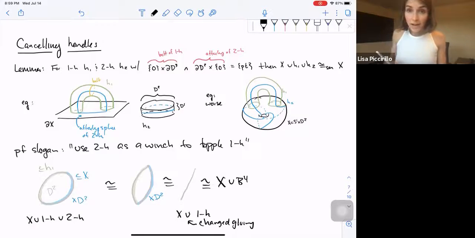And now you have to check, okay, but how are they glued together now? And I claim, I'm not going to check this carefully right now, I claim that they're now stuck together along a B3.